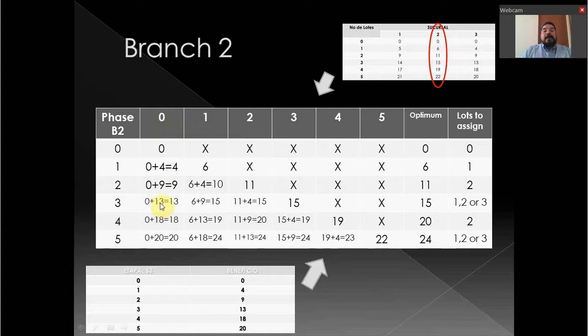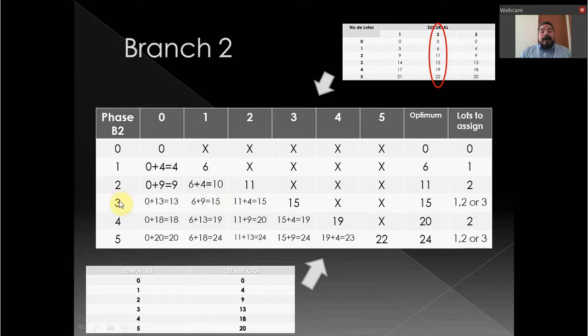the 3 lots, then I will have 3 lots left in branch number 3, and the maximum benefits of having 3 lots left in branch number 3 is 13,000 pesos. If I decide to assign 1 of the lots, the benefit of assigning 1 in branch number 2 is 6, plus the benefit of assigning the 2 lots left to branch number 3, and it's 9. 6 plus 9, it's 15.